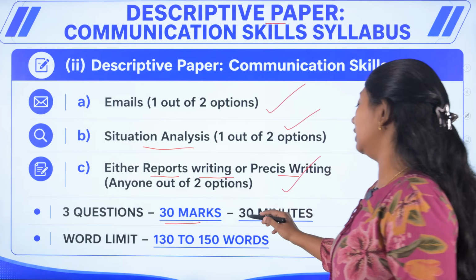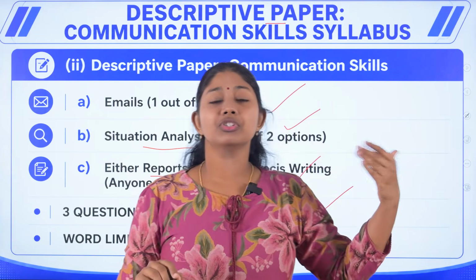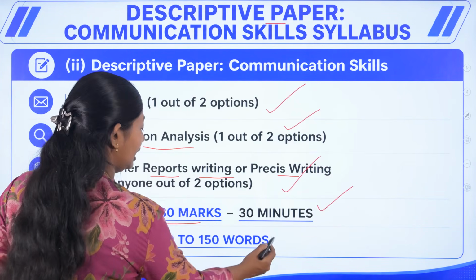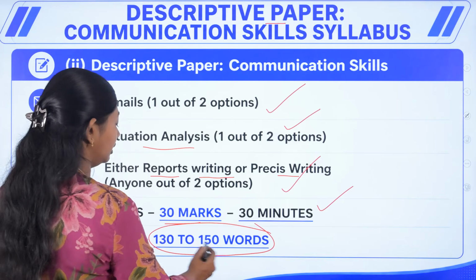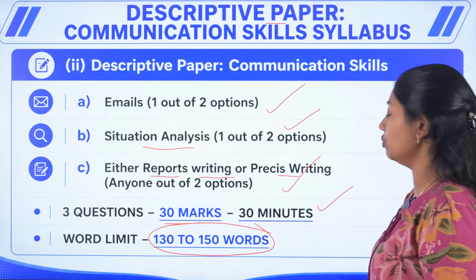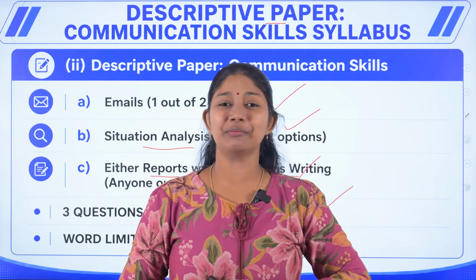So then you have 30 marks, 30 minutes. So for the mains, for prelims you don't have all this. So in mains you have half an hour for descriptive, so 30 marks. Then your word limit is mentioned as 130 to 150 words. So this is about the descriptive part.